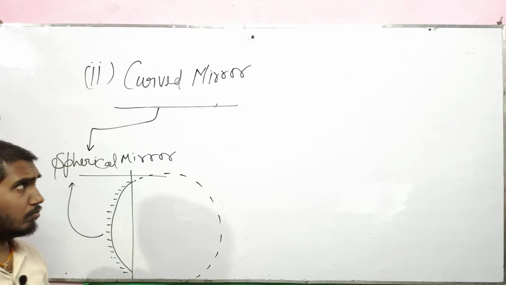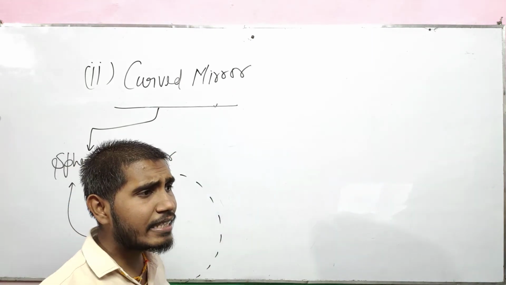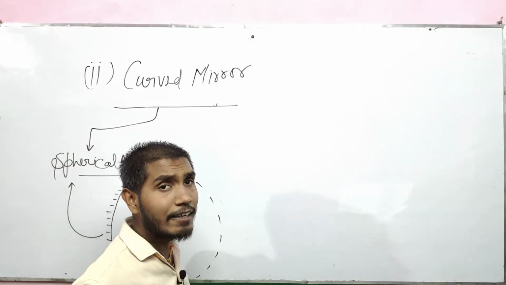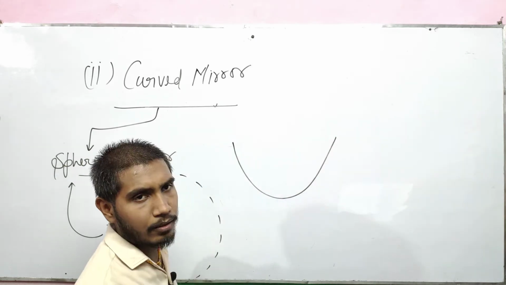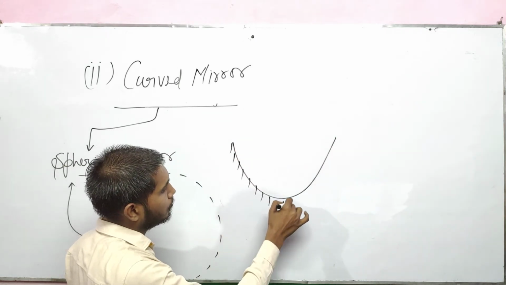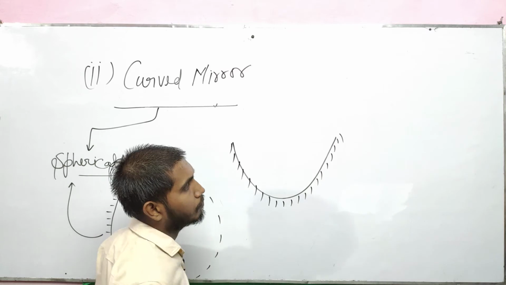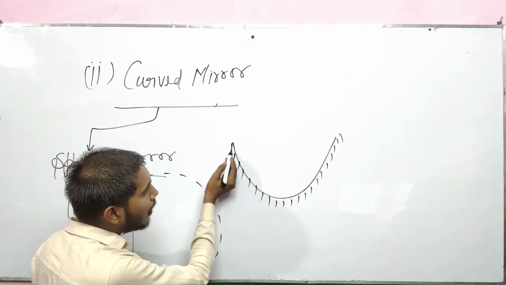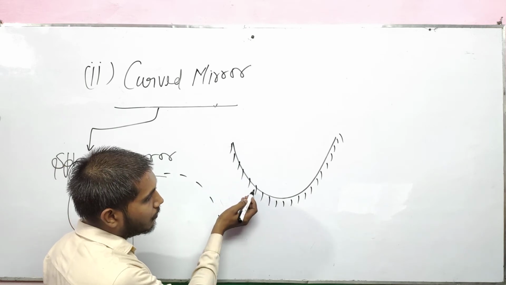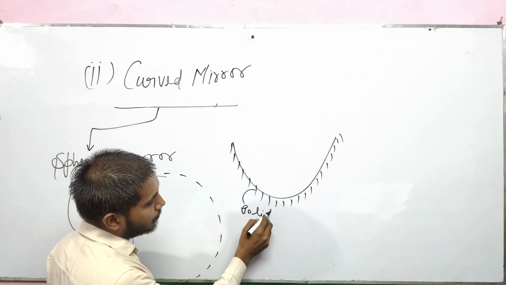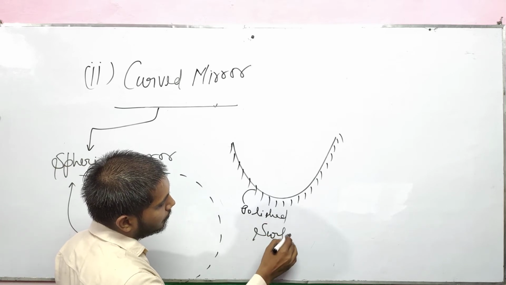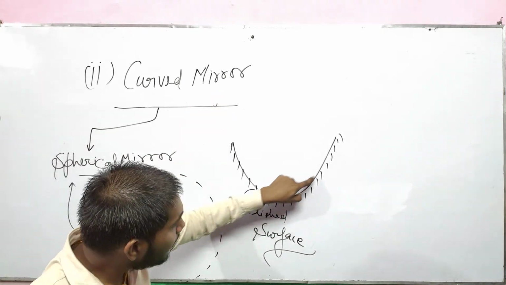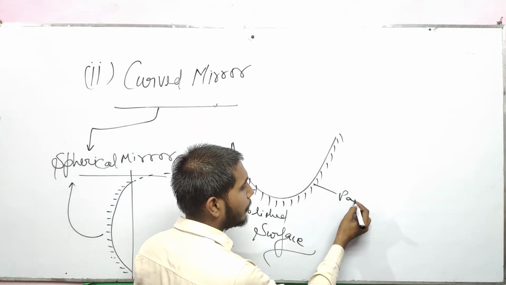Understood? Now, a curved mirror is called a parabolic mirror if its polished surface, this is the polished surface. A curved mirror is called a parabolic mirror. This is a parabolic mirror, beta.